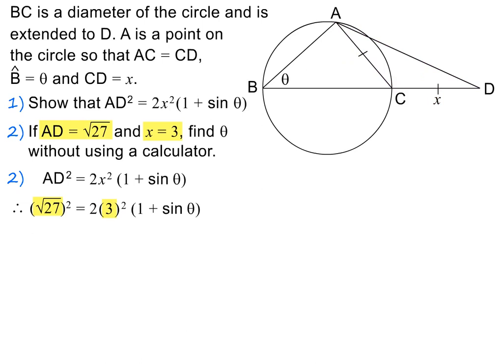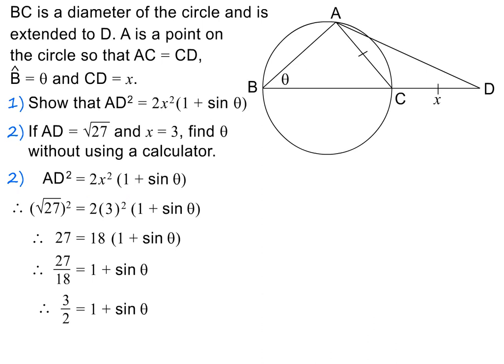To answer part 2, we substitute root 27 in place of AD and 3 in place of x. Root 27 all squared is just 27, because the square and the square root cancel each other out. 3 squared is equal to 9, so 2 times 3 squared is equal to 18. Next, we divide both sides by 18. 27 over 18 is equal to 3 over 2, or 1.5.